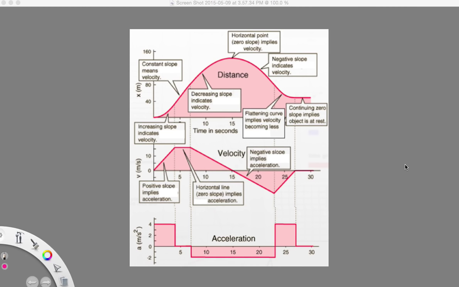All right, I'm Mr. Sand, and now we're going to do acceleration graphs. This is topic 3 in Unit 2, acceleration.